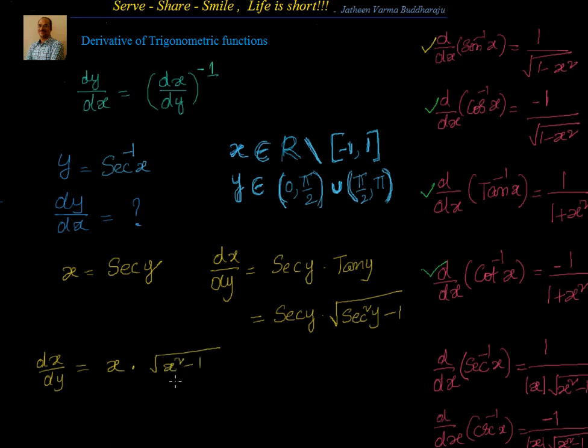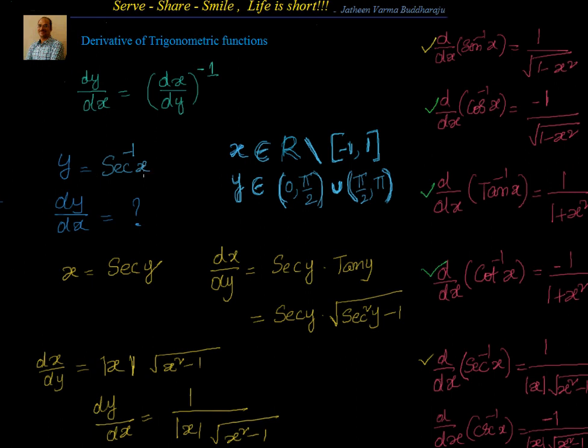So the x value can be less than minus 1 or greater than 1, because x takes all real values other than the interval between minus 1 and 1, including the boundaries. So x can be positive or negative. It can be greater than 1 or less than minus 1. That's why we keep it as the mod of x, the absolute value, so that we can take care of that. So dy by dx will be equal to 1 by mod of x into square root of x square minus 1.